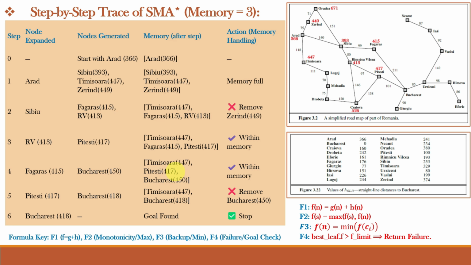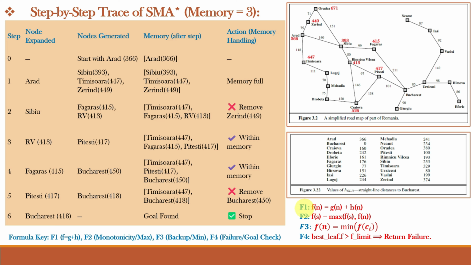So now Pitesti with 417 is best. And in step 5, we expand Pitesti with 417. So now through Pitesti, we can go to Bucharest only because other paths are already explored. So the node generated is Bucharest, but now the G for Bucharest will be equal to 140 plus 80 plus 97 plus 101, which is equal to 418, and heuristic H we already know is equal to 0. So F is equal to 418 plus 0, which is equal to 418 kilometers.